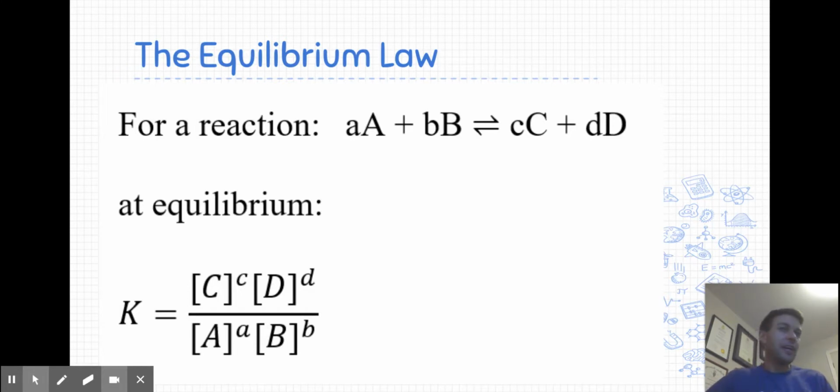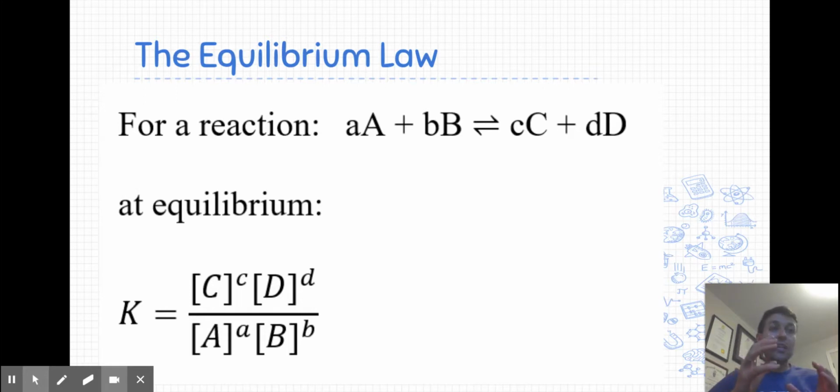Okay, we have a reversible reaction that can reach equilibrium. A and B on one side, C and D on the other. Their coefficients are the lowercase letters there. So that's the balanced chemical equation. When that system reaches equilibrium, the ratio of their concentrations, products over reactants, is equal to a constant. Okay?